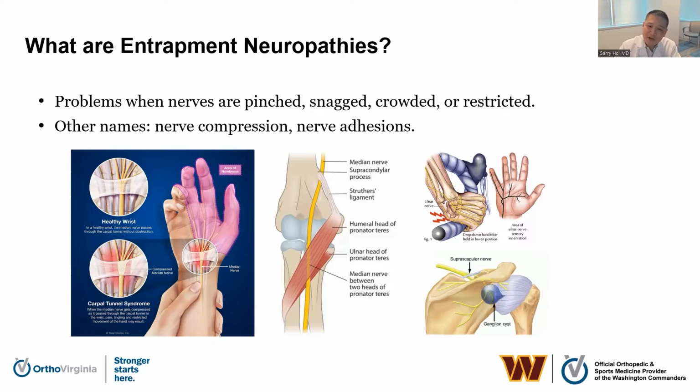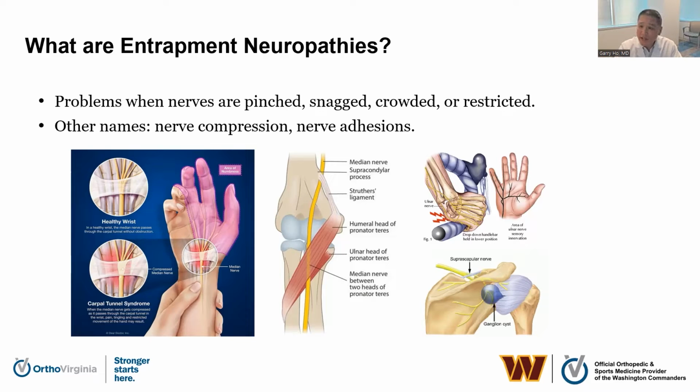And then the nerves can get crowded, pinched, or restricted from other disease processes. In the lower right-hand side of the slide, you can see what's called a ganglion cyst. This is most likely what we call a paralabral cyst in the shoulder. That's a picture of the back of the shoulder there. That cyst has grown and actually crowded and pinched the nearby nerve called the suprascapular nerve, and that can cause problems there. So you can see that entrapment neuropathies can occur for a variety of different reasons and in a number of different scenarios.